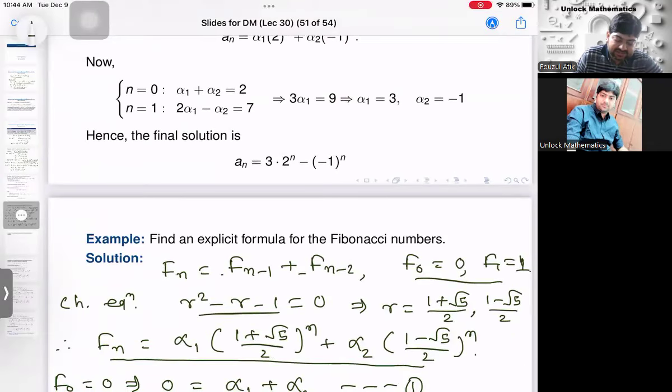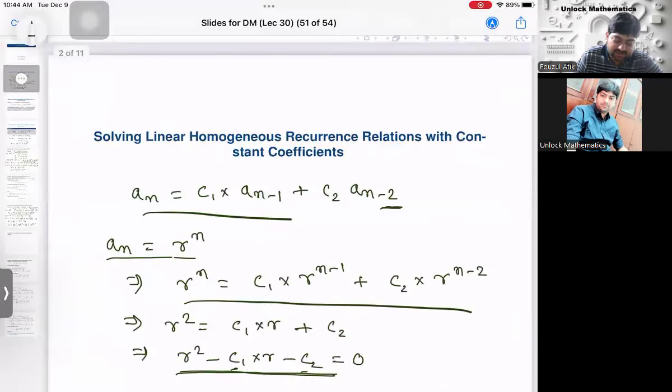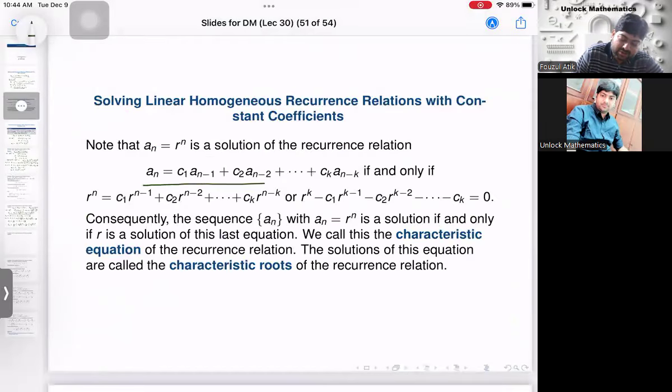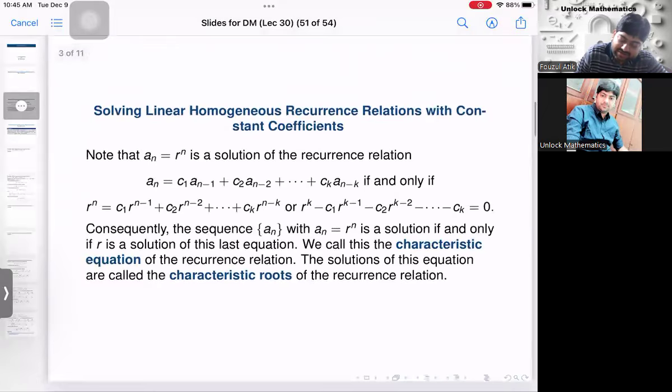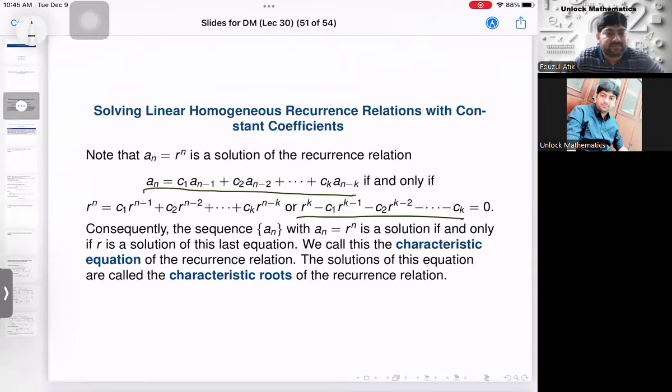Now if I generalize this concept, suppose I have a linear homogeneous recurrence relation of degree k. So what will I get? I'll get a characteristic equation of it. What is that? It is r power k minus c1 times r power k minus 1 minus c2 times r power k minus 2, and like that, minus dot dot dot minus ck equal to 0. This is the characteristic equation of the linear homogeneous recurrence relation of degree k.